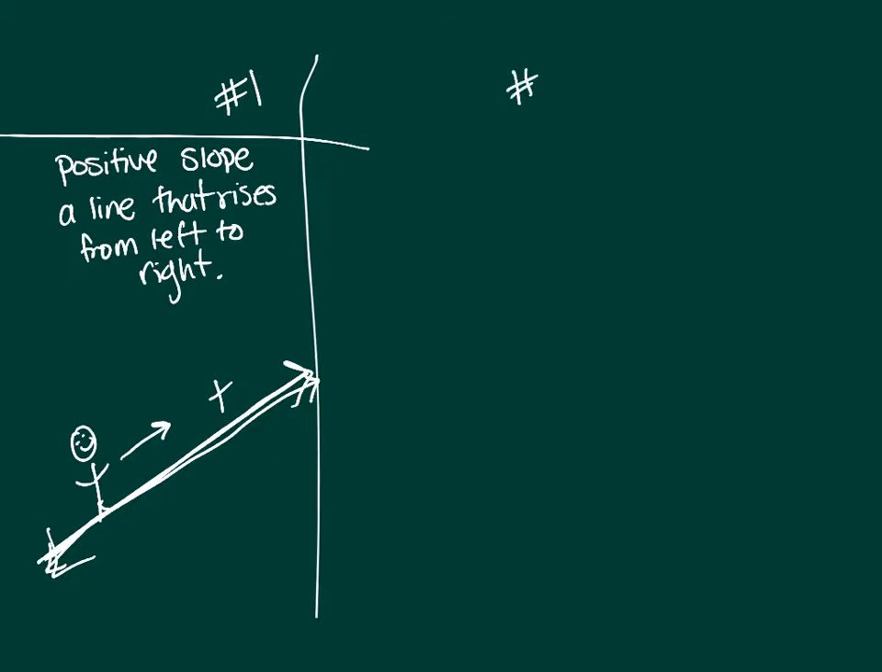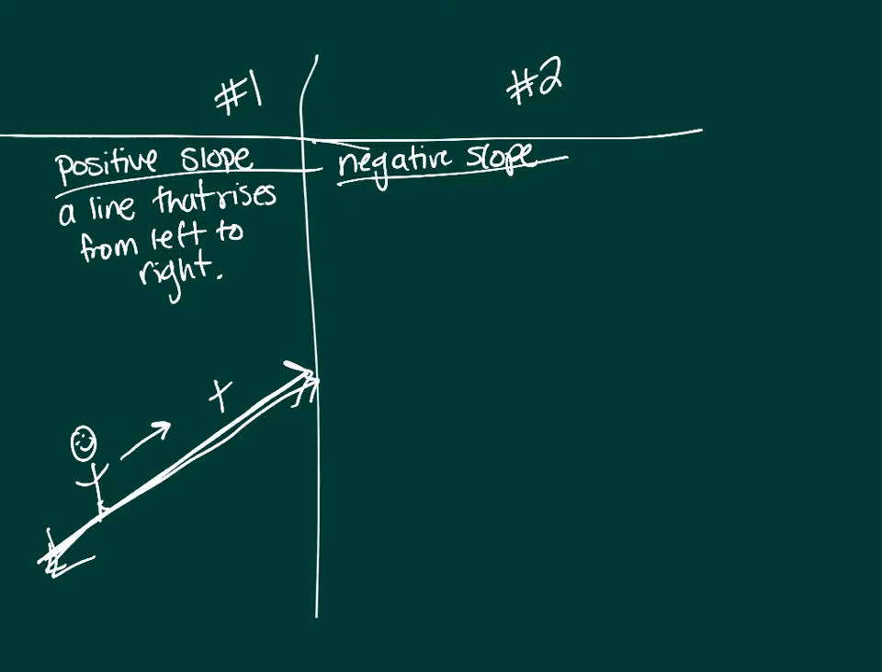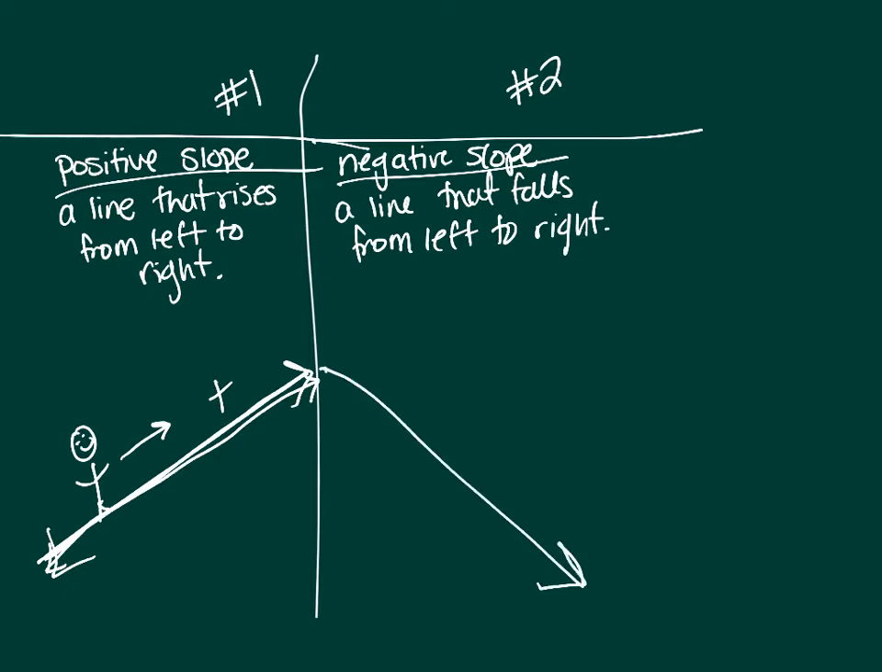Now our next category, our second category, is a negative slope. And a negative slope is a slope that falls from left to right. Now here you can envision our stick figure is very sad because it's like if he was falling instead of climbing up this mountain or this peak or whatever it is that he was trying to conquer. So a line that falls from left to right. Again, don't make fun of my stick figure.